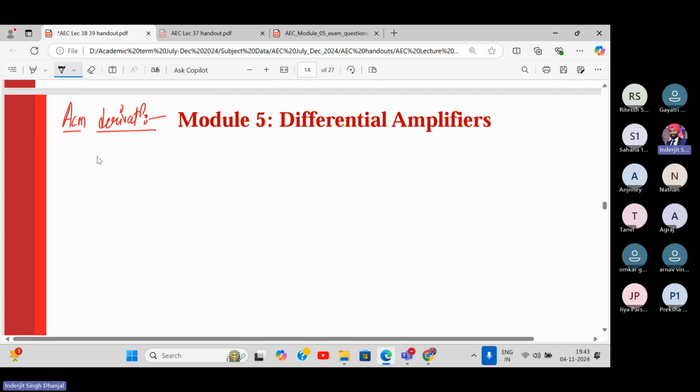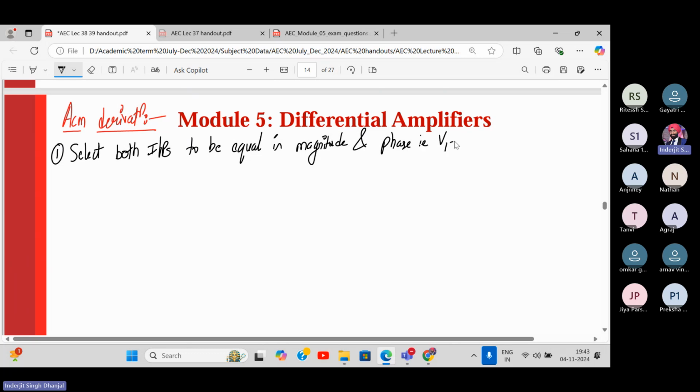Okay, for ACM derivation, there are two conditions. First of all, we select both inputs to be equal in magnitude and phase. That's the definition of common mode signal. Equal in magnitude and phase. That is, V1 will be equal to V2 will be equal to V.